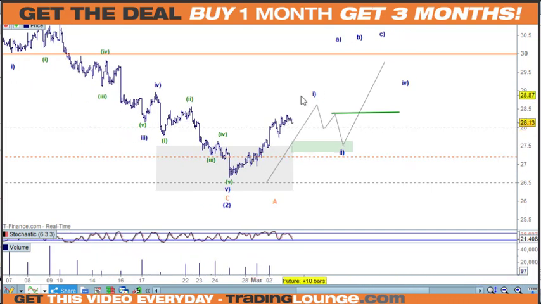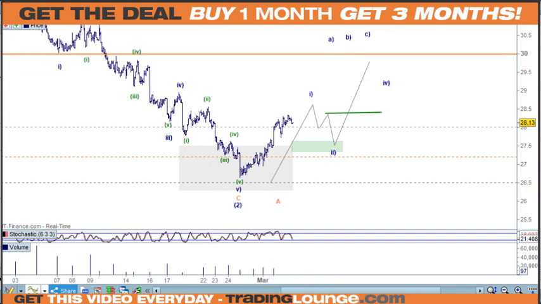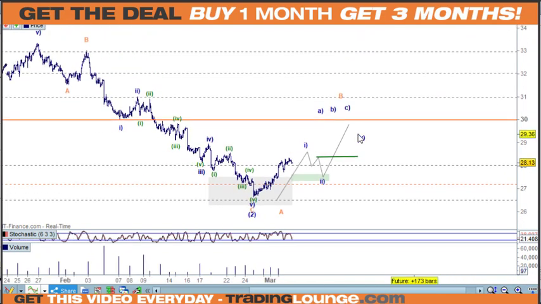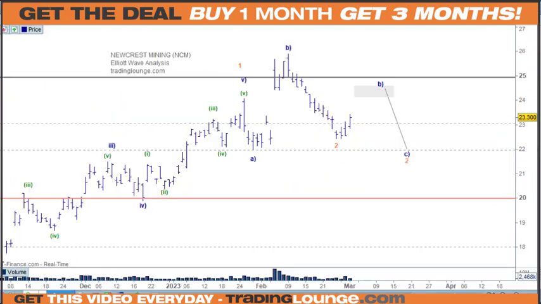So no point in chasing that because it'll just roll over. This is the same for BHP and all the rest of them. This is the impulse wave to the upside for those markets. If this is a low in place, and we've got this down here as the A, the B, and the C, then that could be putting Newcrest in a buy position now as well.